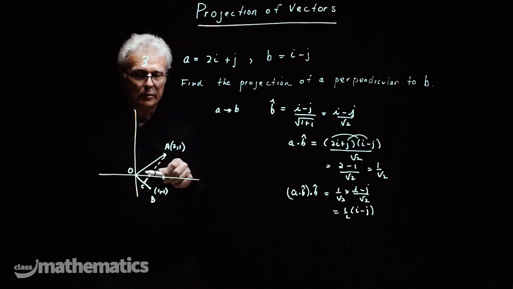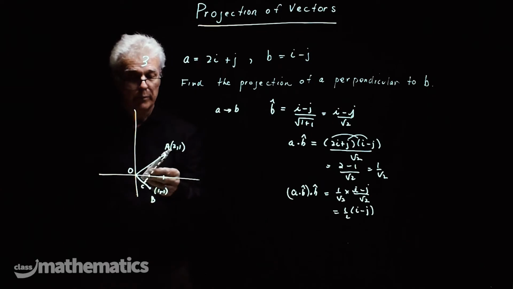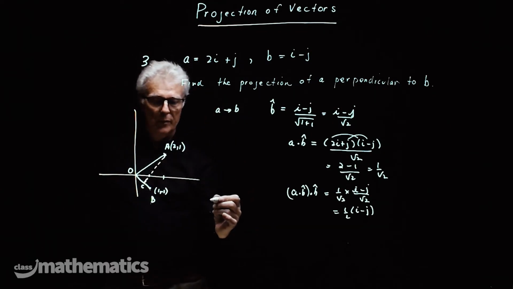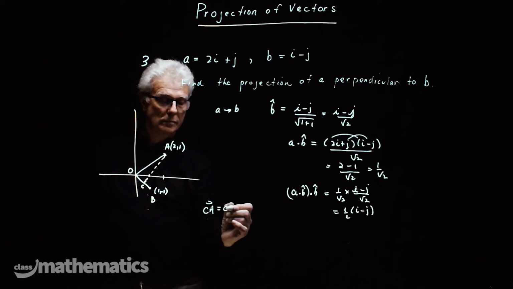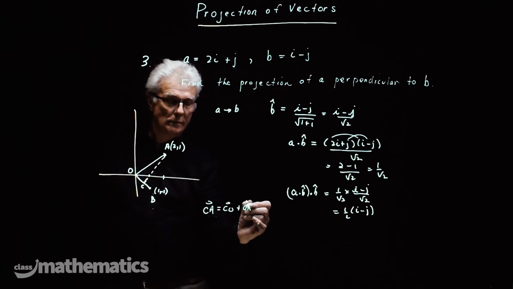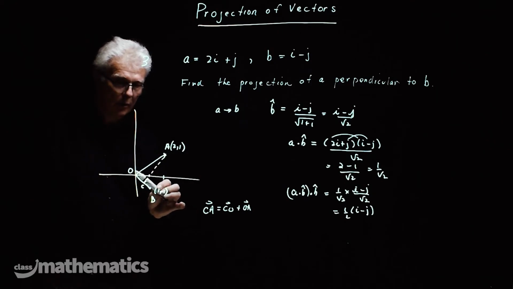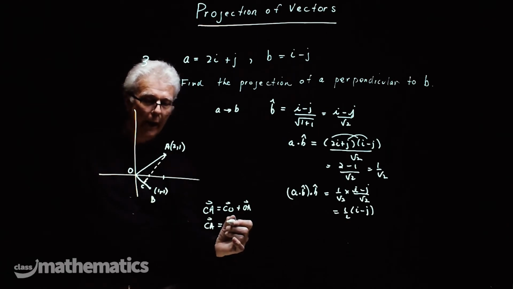Now let's have a look at this, because we want to find the projection of a perpendicular to this one, b. To do that, we'd see from the given diagram that CA must be equal to CO plus OA. So CA must be equal to CO plus OA.